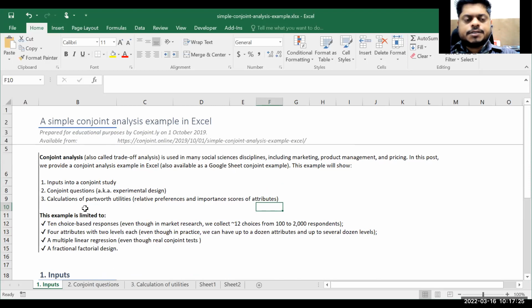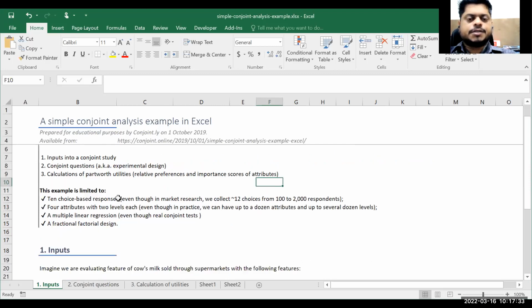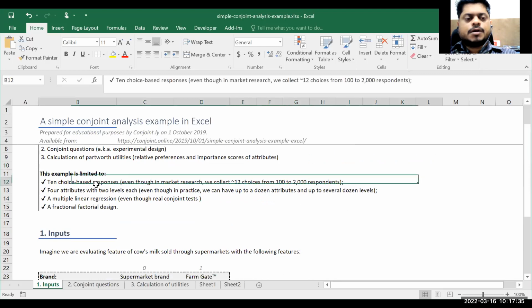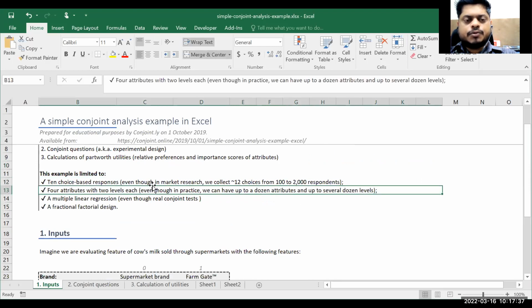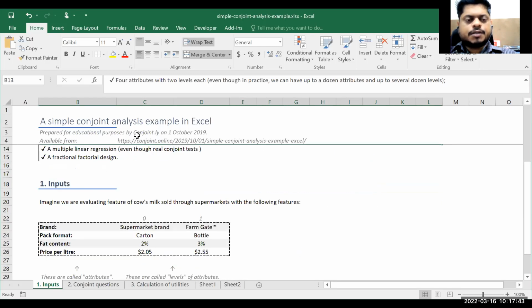So conjoint analysis, I think we have discussed this. It is nothing but a trade-off analysis, where things are considered jointly, right? So that's why it is named conjoint analysis. This example is limited to responses. So we collect 12 choices from 100 to 2000 respondents. Rather than going through it, let us go directly through an example.